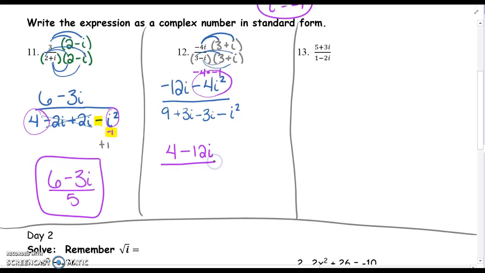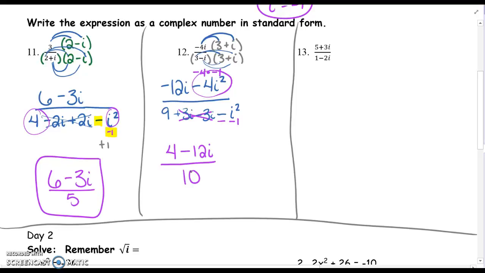On the bottom, 3i and minus 3i cancel each other out. And minus i squared, that's minus a negative 1, which is a positive 1. So positive 1 plus 9 would be 10. If you have 4 minus 12i over 10, you have done the problem correctly.